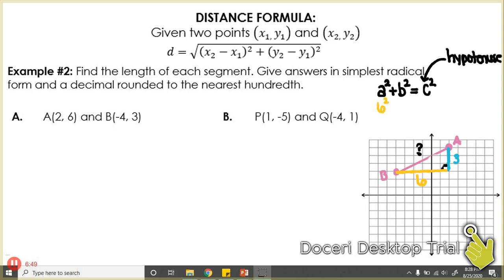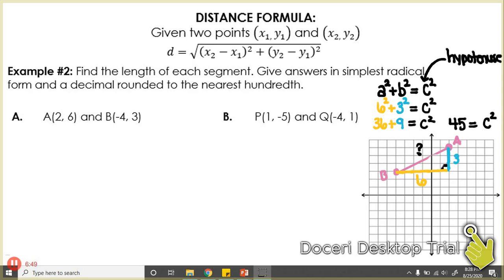And so I'm going to be taking 6 squared plus 3 squared, and then I am looking for that third side. You know that 6 times 6 is 36, and 3 times 3 is 9. If I add those two together, we're going to end up getting 45. So I now have 45 equals c squared.